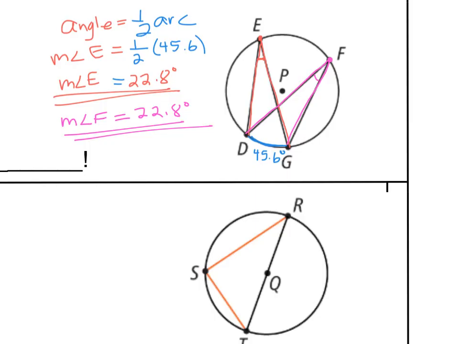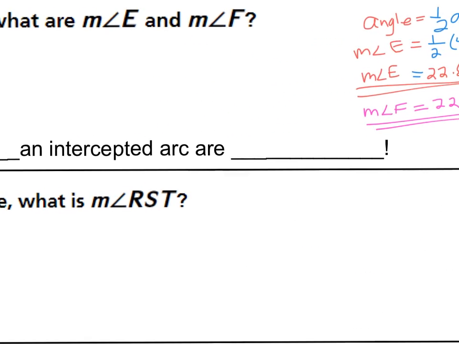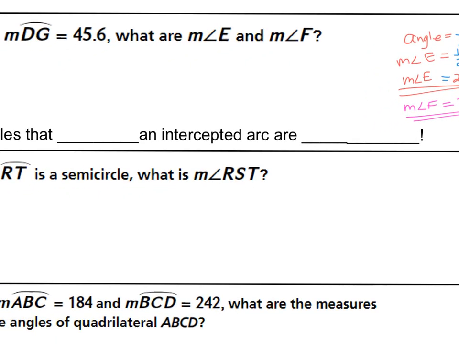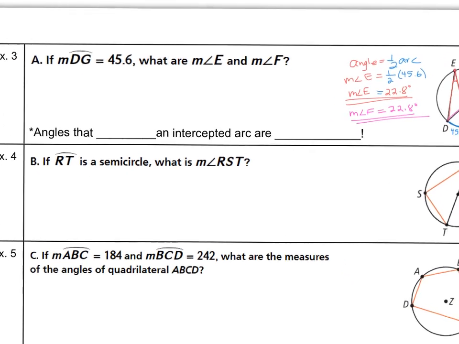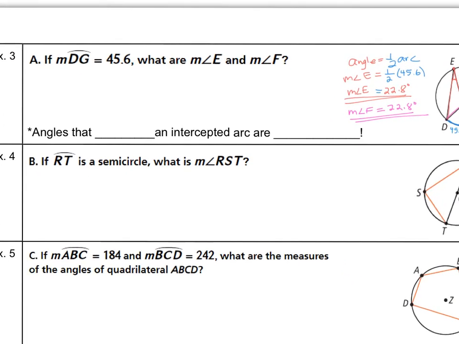What does that help us solve in the last part of this question? It says, here we go, angles that share an intercepted arc are congruent, like we saw in the picture on the right.